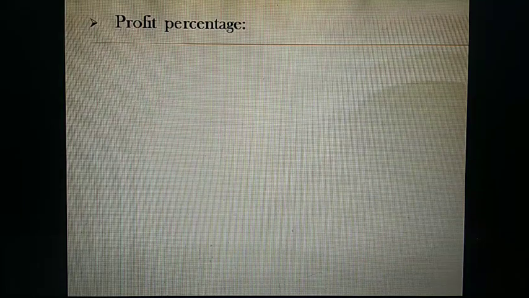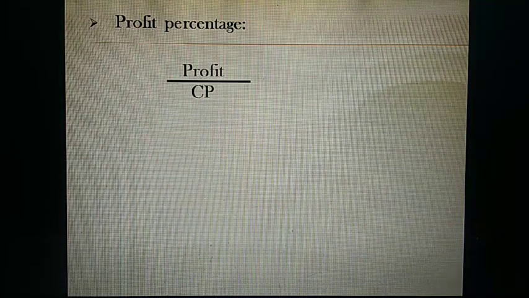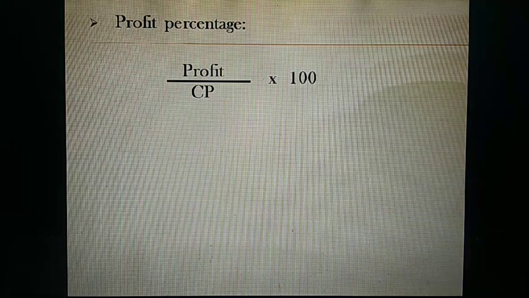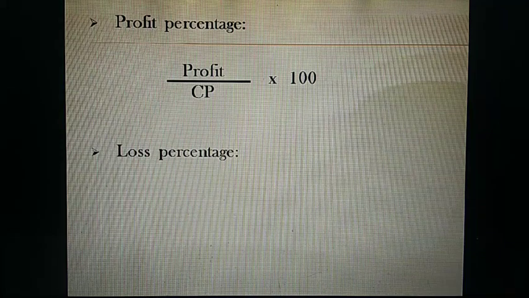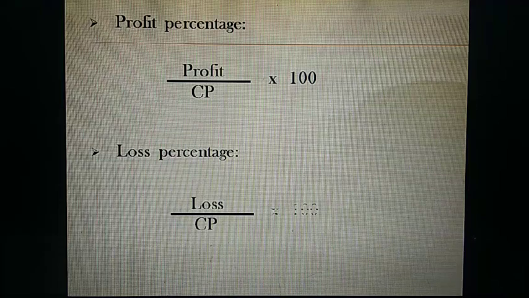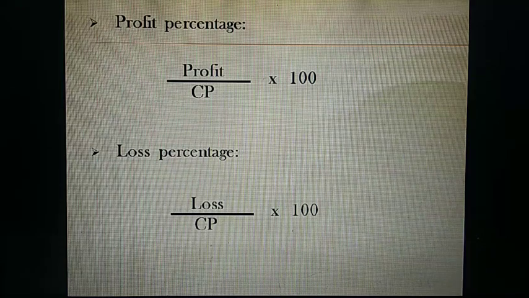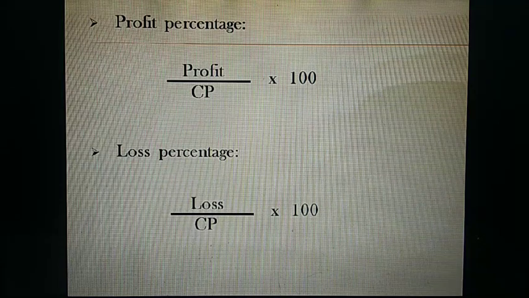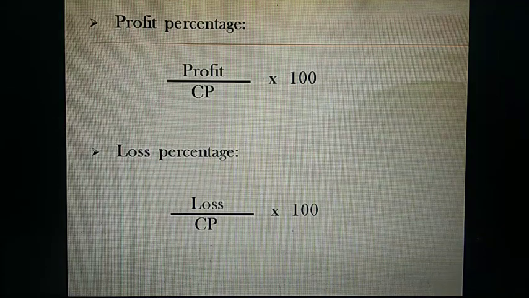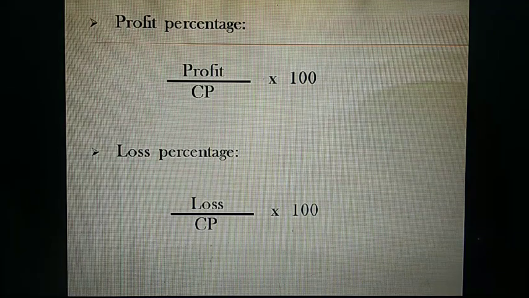So, profit percentage is equal to profit upon CP into 100. Similarly, loss percentage will be loss upon CP into 100. So the profit percentage and loss percentage is always calculated on CP. In both the cases, you can see the denominator is CP.